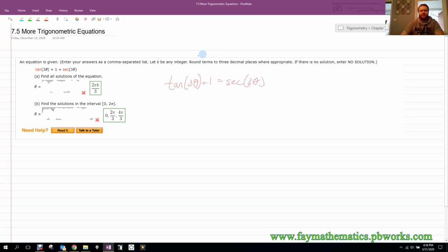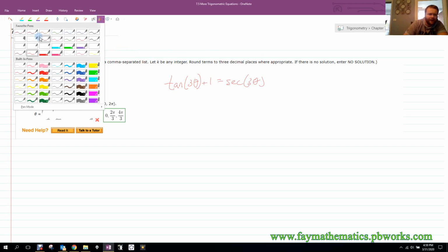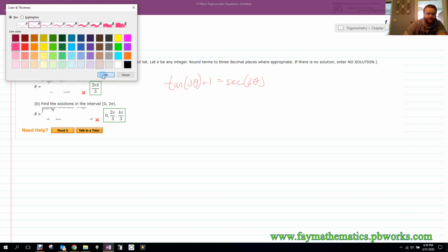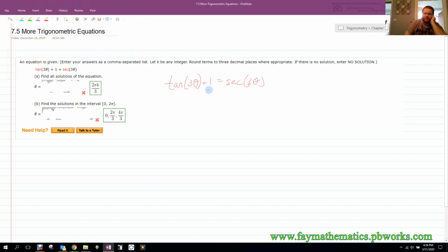Now, the issue here is that the tangent and secant are both raised to the first power. So there's no substitutions or anything like that that we're aware of that can allow for this. So what we're going to do is actually square both sides. So I'm going to square the left-hand side and square the right-hand side.